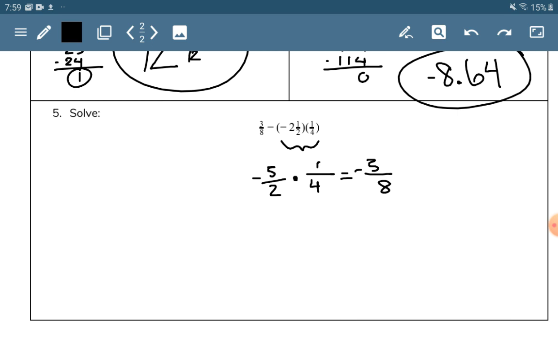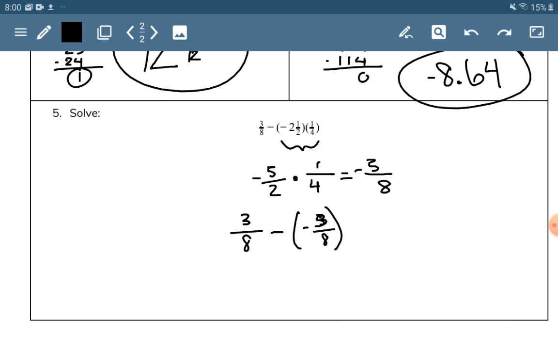Now, again, I'm not done. I still have to deal with this 3/8 in front. The next thing that I have not dealt with is my subtraction. But the answer that I got when multiplying was a negative 5/8, so I'm going to plug it in there. Looking at this problem, I have 3/8 minus a negative 5/8.